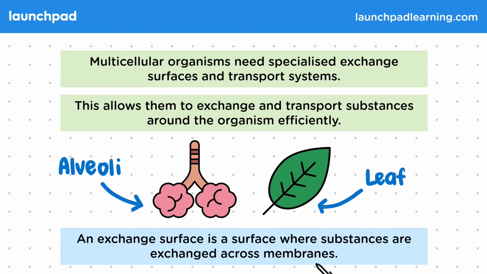You should be able to explain the need for specialized exchange surfaces and transport systems in animals and plants in terms of surface area to volume ratio and diffusion for the exam. So what are some examples of these specialized systems in mammals?